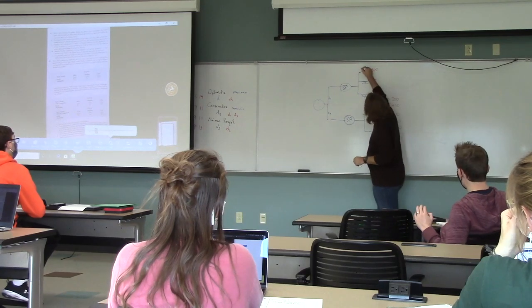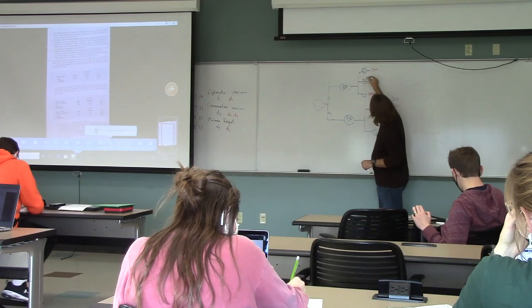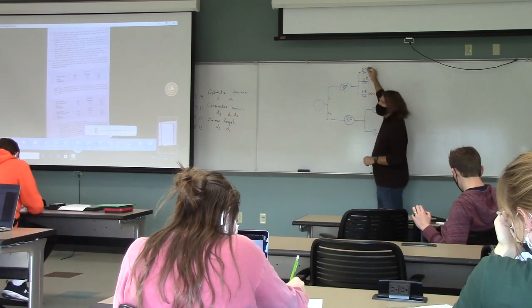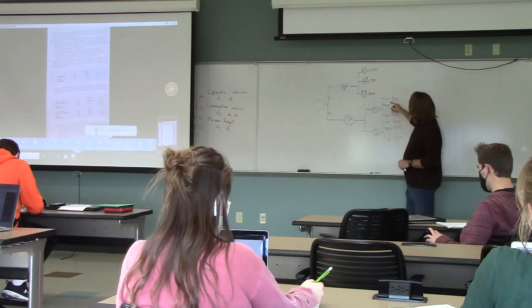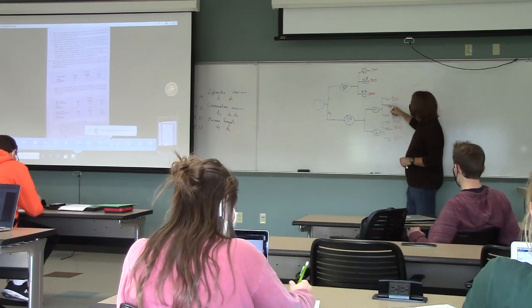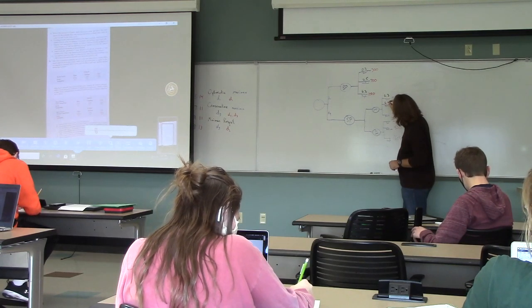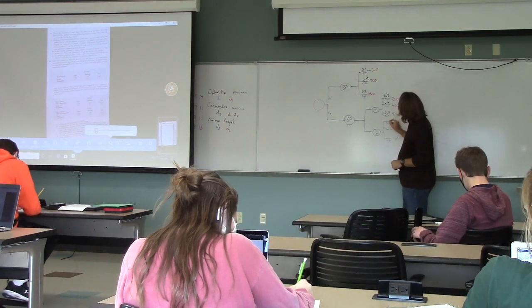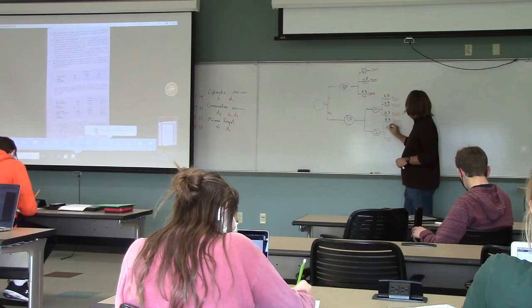0.3, 0.5, 0.2. And they need to add up to 100%, right? How about here, low, medium, high? 0.3, 0.4, and 0.3. 0.2, 0.3, and 0.5.